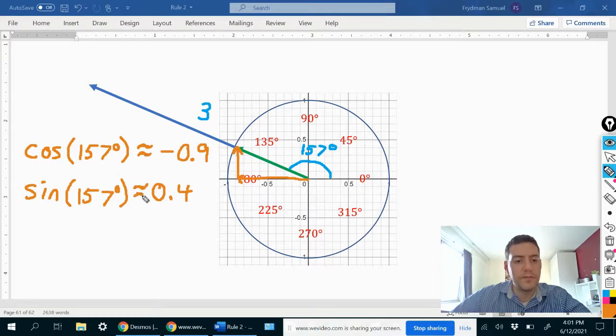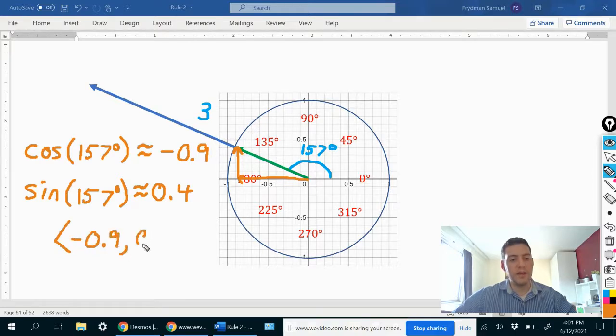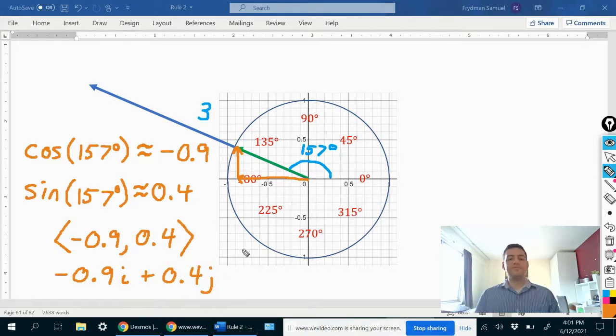So the components of this unit vector over here would simply be, in angle bracket notation, negative 0.9, 0.4, or with the ij notation, negative 0.9i plus 0.4j. So we're very close to done here.